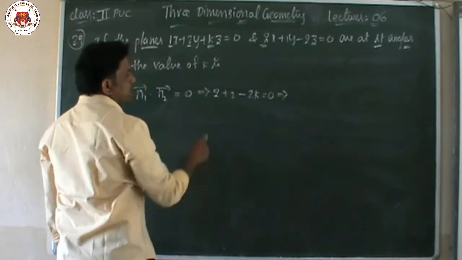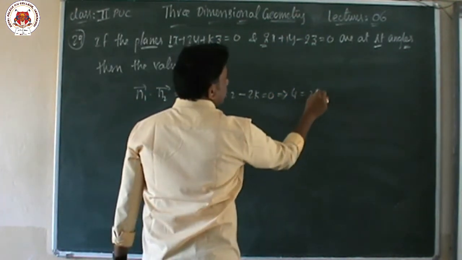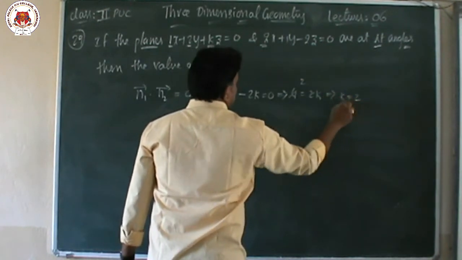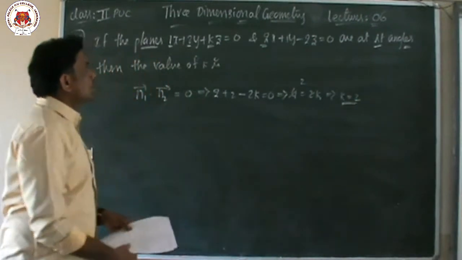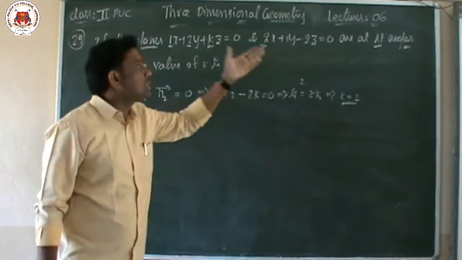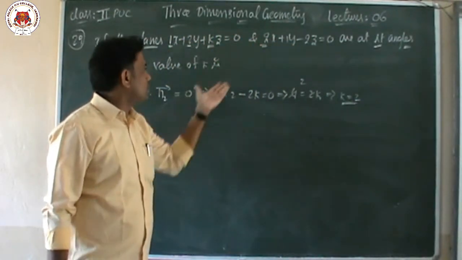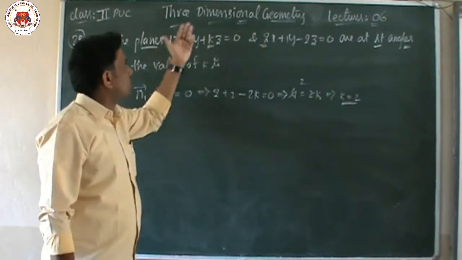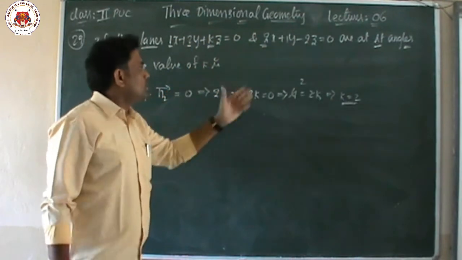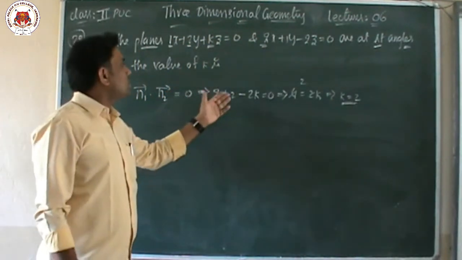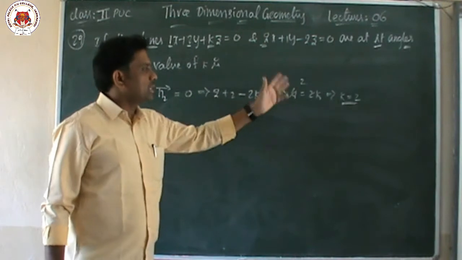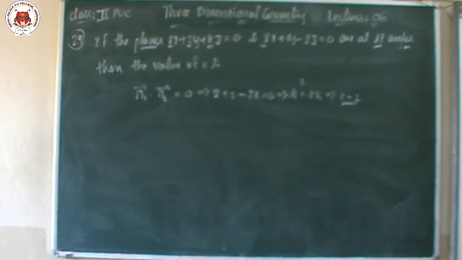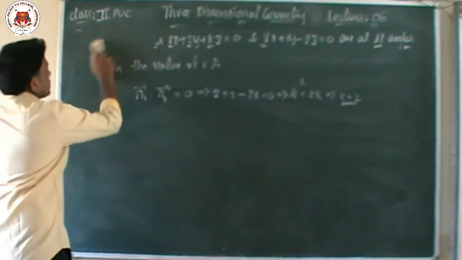That means 2 plus 2 is 4, so 4 equals 2k. The 2s cancel. Then what is the k value? K value equals 2. That means if two planes are perpendicular, then the dot product of their normals must be equal to 0. Dot product is nothing but x coefficient with x coefficient, y coefficient with y coefficient, z coefficient with z coefficient. That is the answer. Now next one we will go to question number 30.